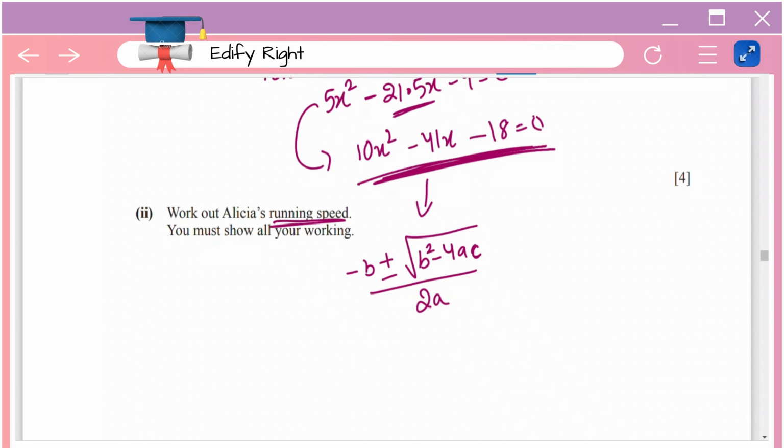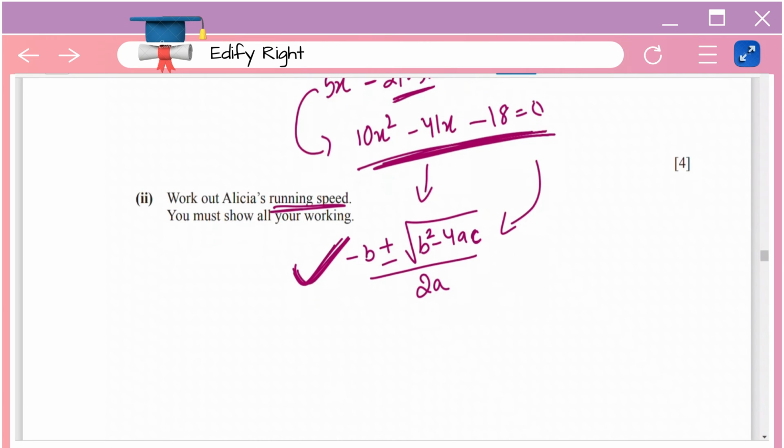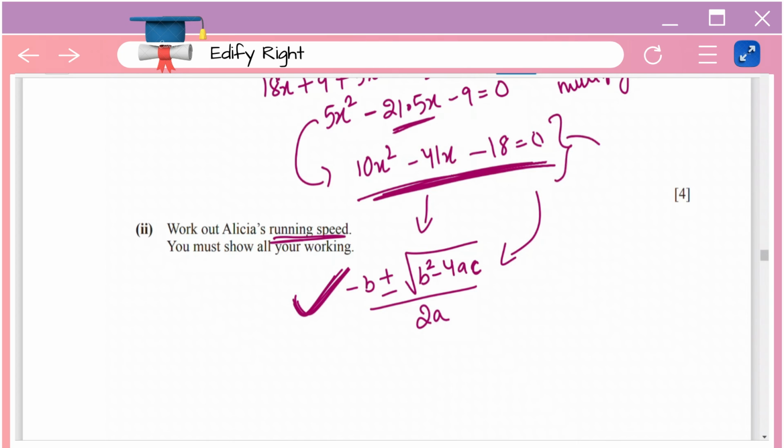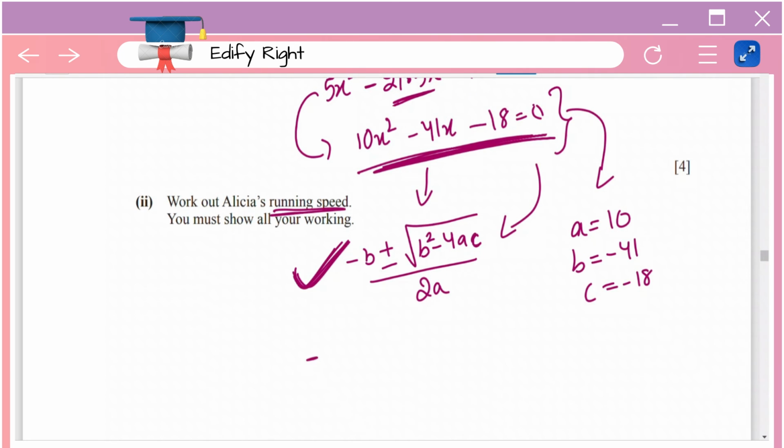Now you can split the middle term, you can factorize the equation as well to find out the value of x, or you can use this formula directly. Sometimes in some questions it may not be simple to find out how to split the middle term. In that case, the best thing that you do is use this equation. So I'm going to do just the same. Here, if you look at this equation, my a value is 10, b is minus 41, and c is minus 18. So I'm going to put those values here.